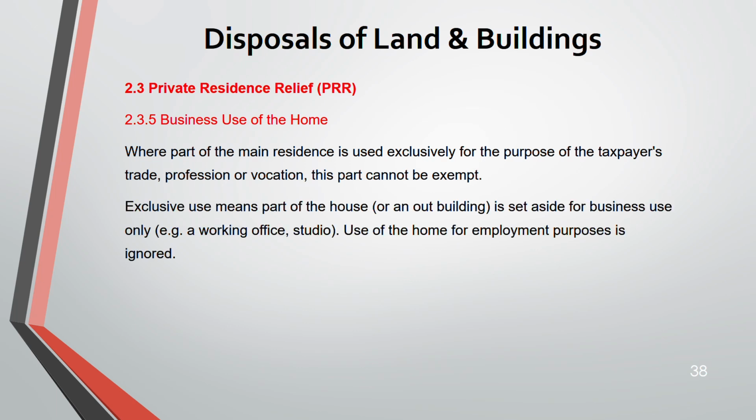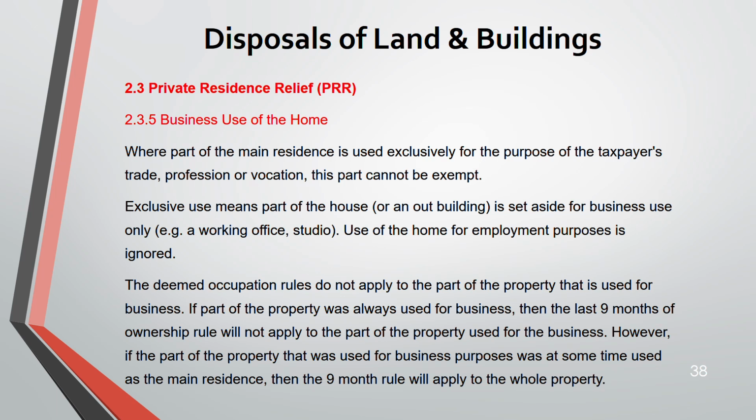So exclusive use means part of the house which is set aside for business use. The deemed occupation rules do not apply to the part of property that is used for business. Remember this: deemed occupation will not apply if you are using it for the business purpose. If the part of the property was always used for business, then the last 9 months ownership rule will not apply to that part of the property. Remember that last month exemption that you used to get, you will not always get.